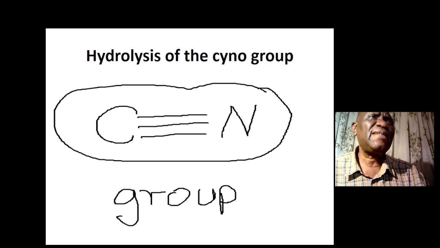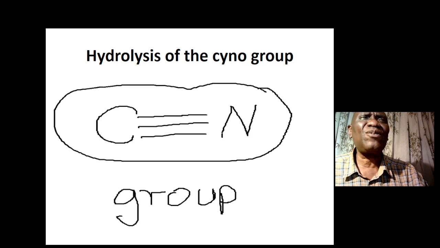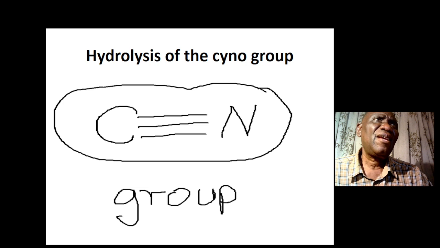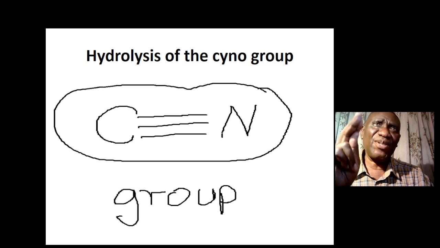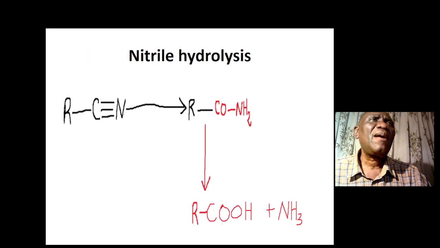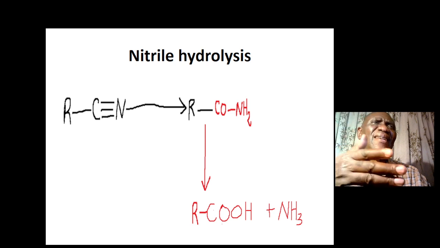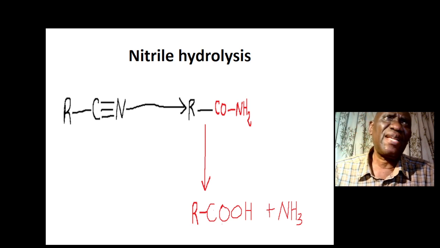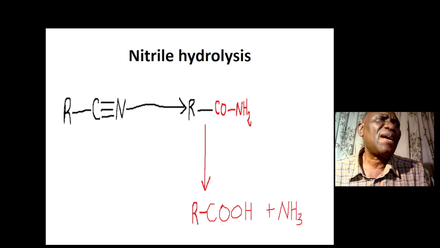Hydrolysis of the triple bond, where we have carbon to nitrogen. This is the cyano group. So you need to recognize this triple bond so that it leads you to the hydrolysis of a cyano group. So here the cyano group, first it will form an amide, then the end products are acid and ammonia. So if you get an acid and the ammonia, that's nitrile hydrolysis.